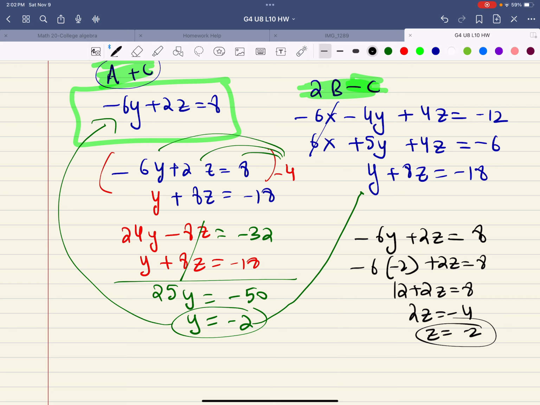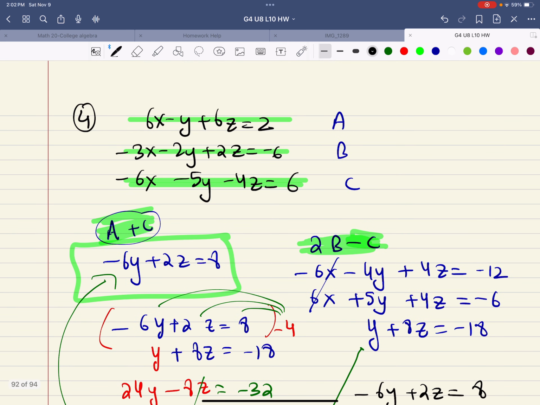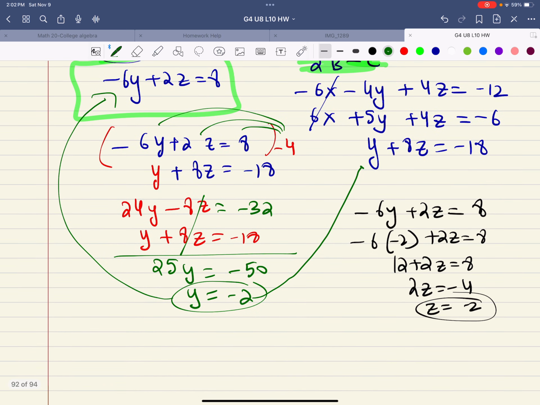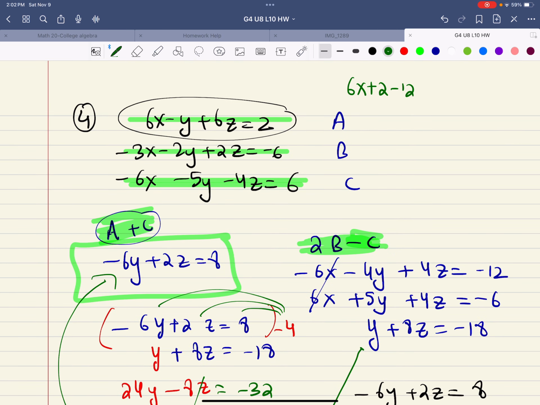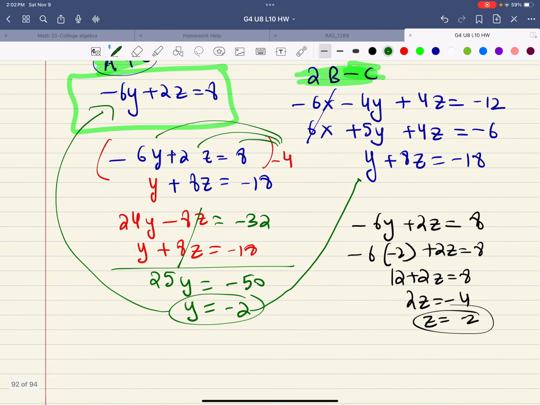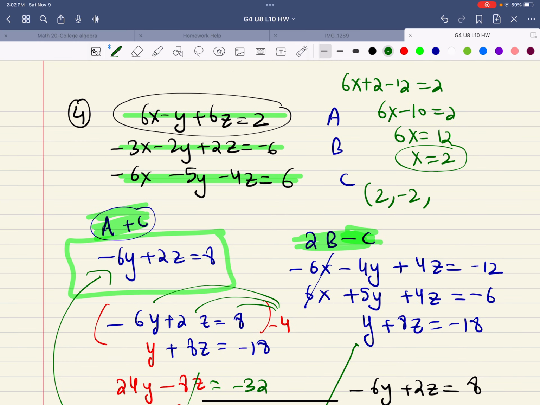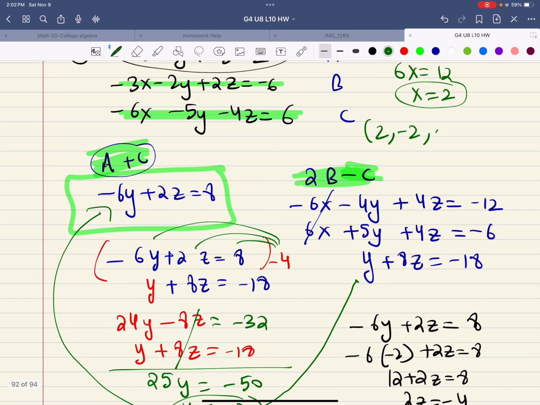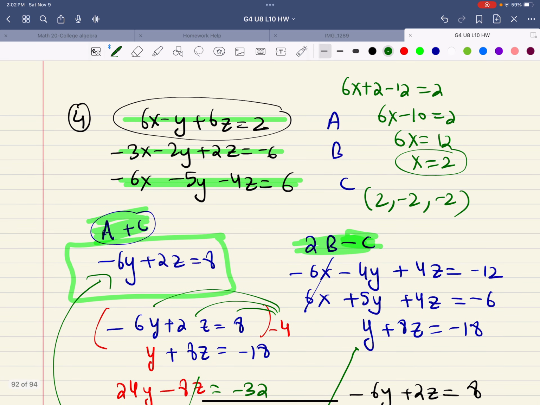And once we have the y and the z, we can choose to plug into any equation. Let's plug into the first one. 6x minus y, and y is negative 2, that would become a positive 2. And z is also negative 2, that would become negative 12 equals 2. 6x minus 10 equals 2. 6x equals positive 12. x comes out to be positive 2. So my coordinates here would be x equals 2, y equals negative 2, and z is also negative 2. And that should be our answer here.